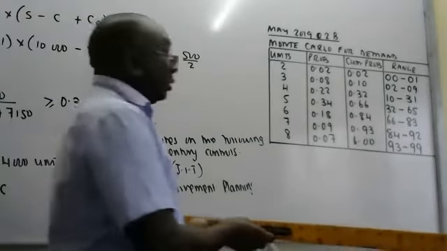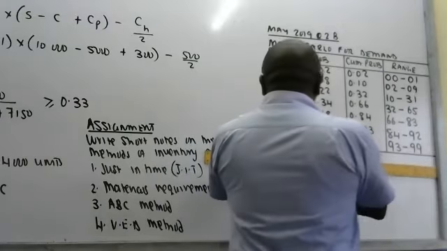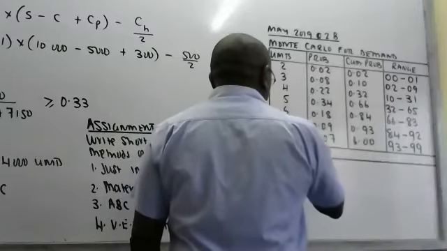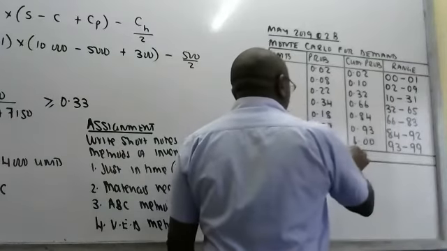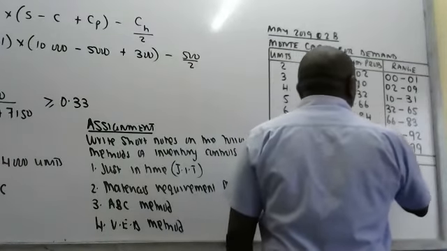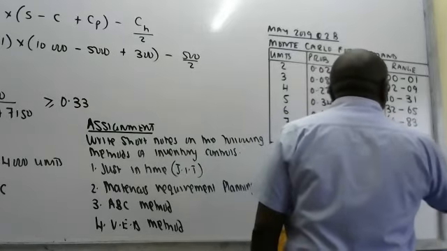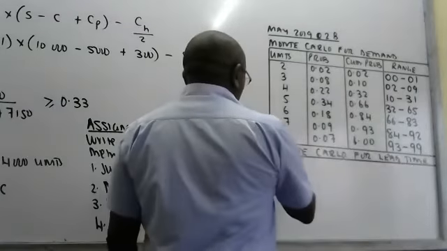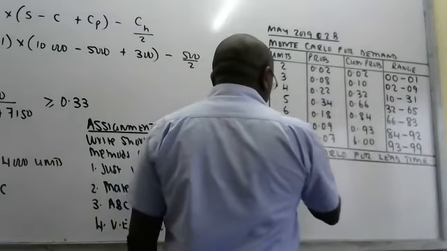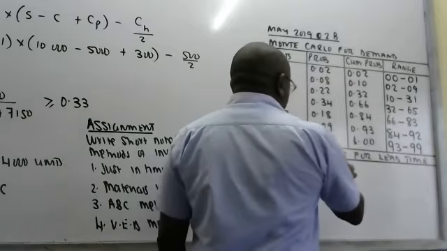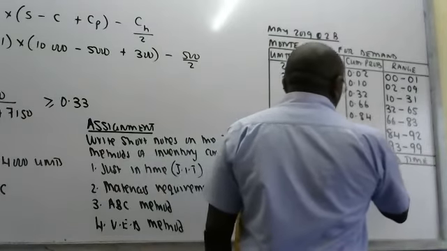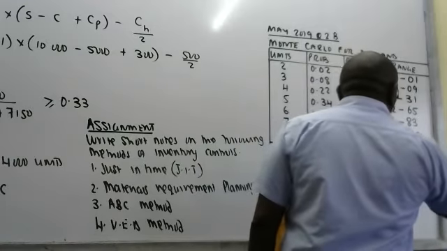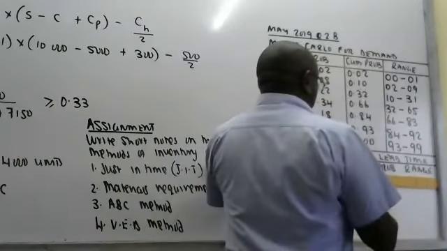So we do the same now for each type. Monte Carlo for lead time. We have weeks. We have probability. We have cumulative probability. And then we have the range.